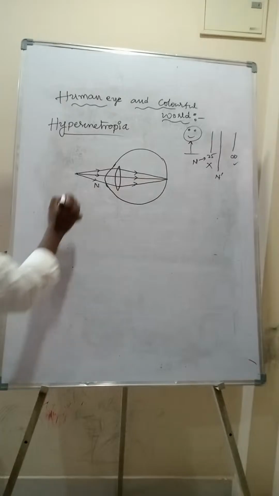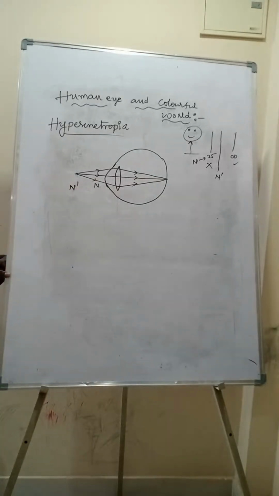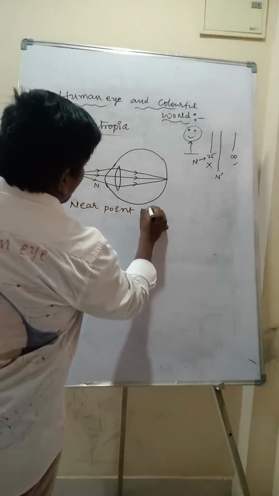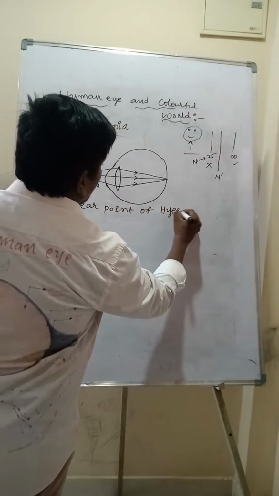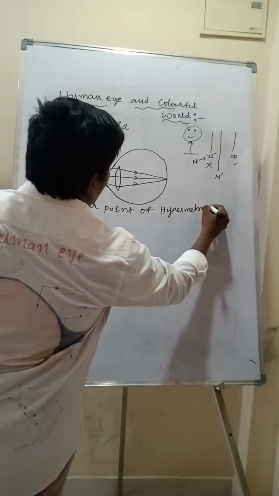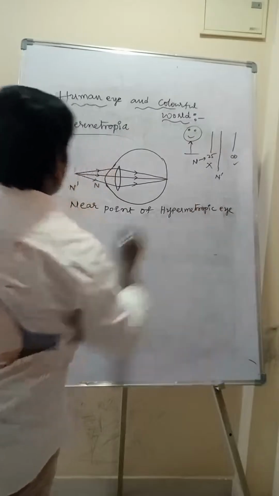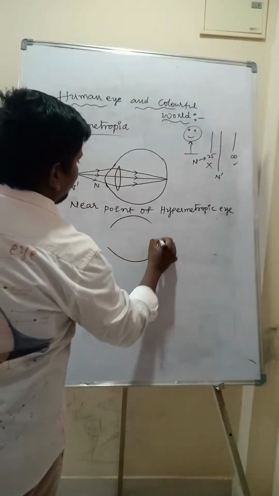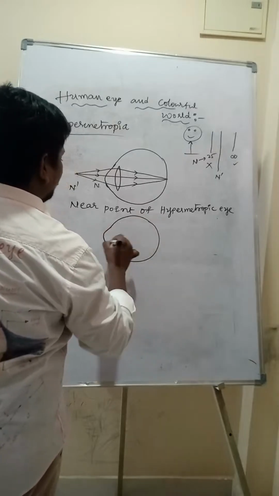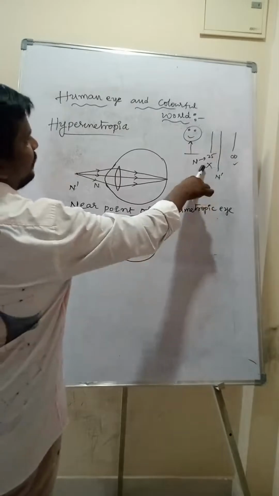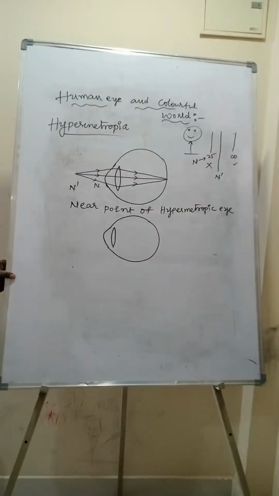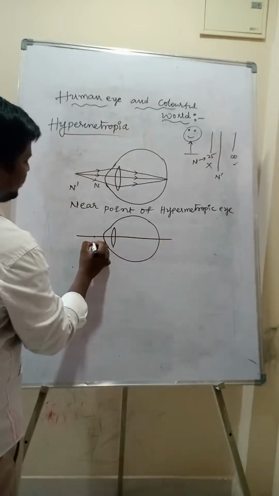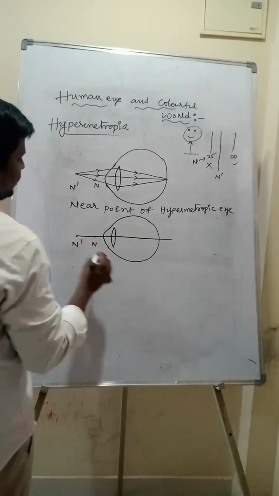So this is the near point of hypermetropic eye. Next one, hypermetropia. How will it be? If the light rays are coming from the near point, where will the image form? We'll see now. If the light rays are coming from 25 centimeter, where will the image form? I am considering it like this. This is the 25 centimeter n, and this is n dash.